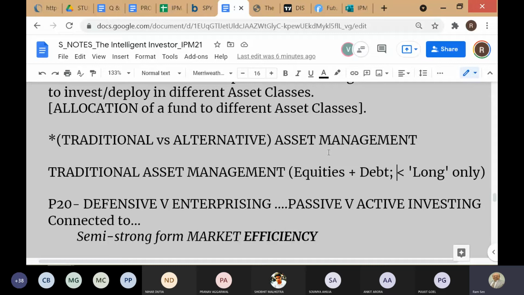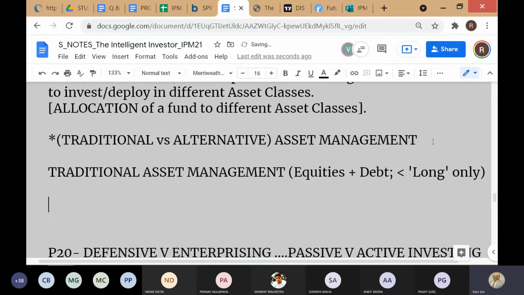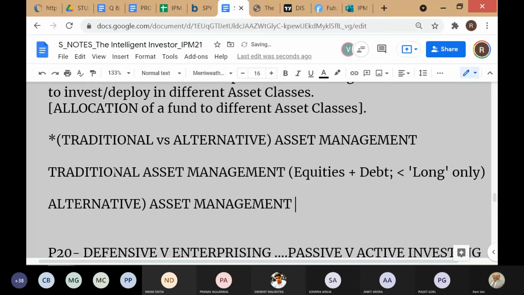So in contrast, let's draw the contrast here. This is our topic marked with a star. So we are now explaining these contexts. It's very important to understand the asset management landscape. Now, alternative asset management, what do we have? In general, any asset class. Typically, you're free to go into any asset class.